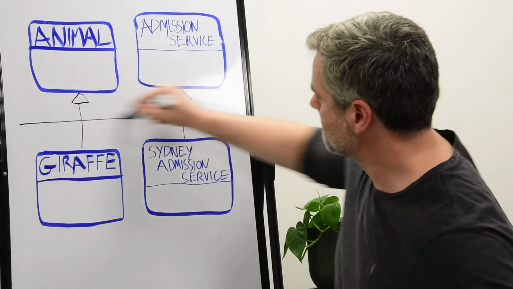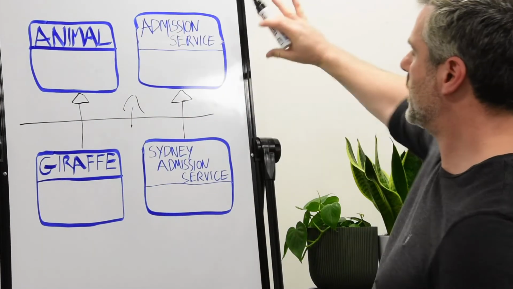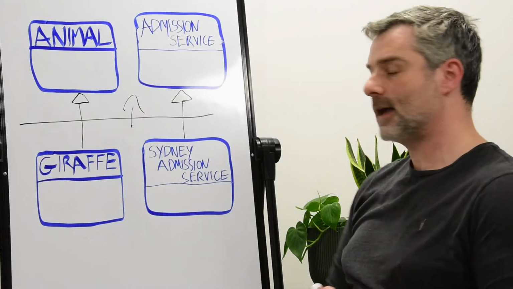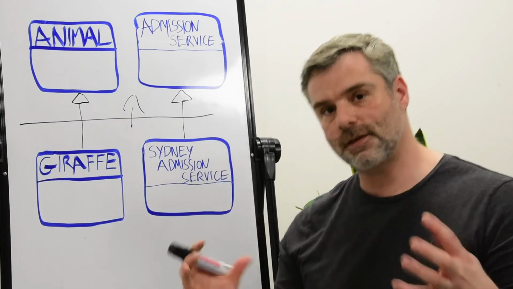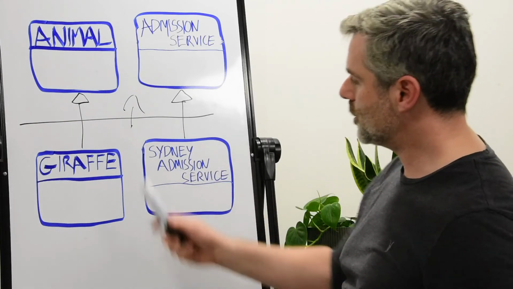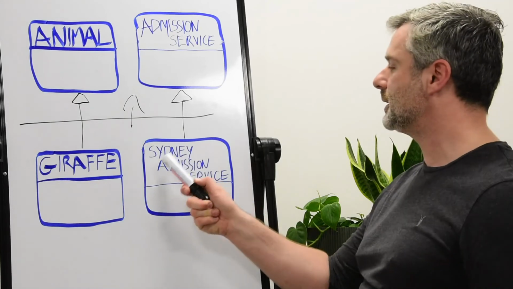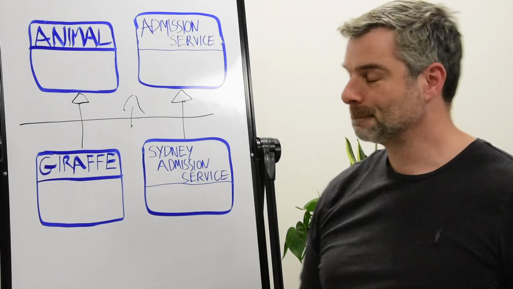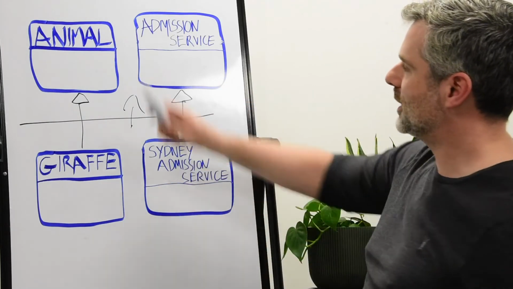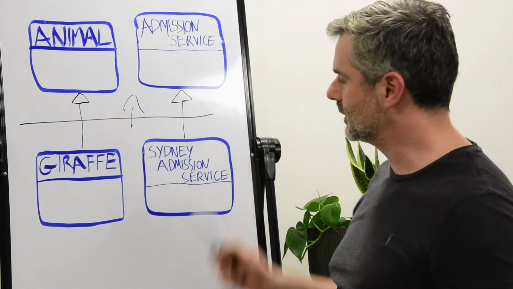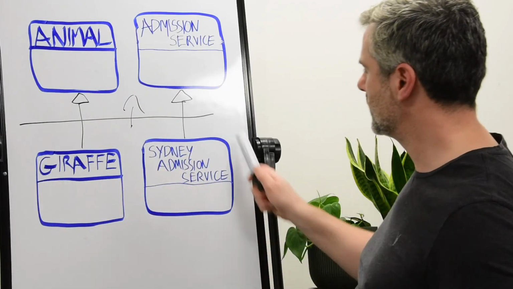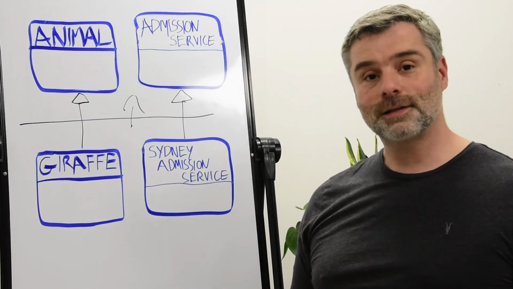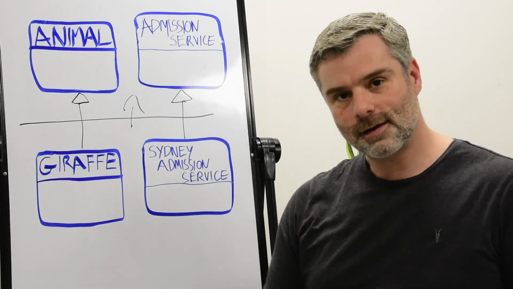This area here would be your framework. You've got your admission service, which is generic. You've got your animal, which is generic. If you want to implement the specifics, your specifics, then you need to implement giraffe. You need to implement Sydney admission service for Sydney Zoo, for example. Contrive a situation where these are closed to modification, but very much open to extension. And that's the open close principle. That brings us on to the next one, which is Liskov substitution.